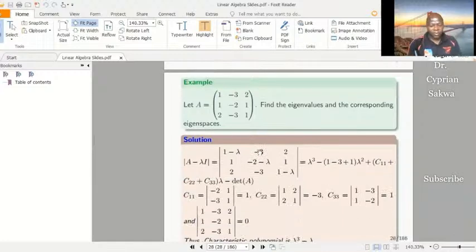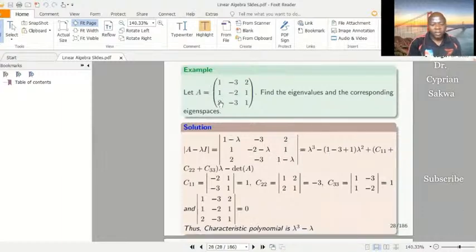So we now look at an example involving a 3 by 3 matrix and even higher order matrices. The question is find the eigenvalues and the corresponding eigenspaces. To get the eigenvalues, we subtract lambda I from this matrix. It's the same as subtracting lambda from this given diagonal, and then getting the determinant of the matrix, so that you have the characteristic polynomial and equate the characteristic polynomial to 0. So we know how to get the characteristic polynomial using various methods. This is one of the methods I taught you, where we are getting the cofactors C11, C22, and so on. So this is another method of finding the characteristic polynomial.